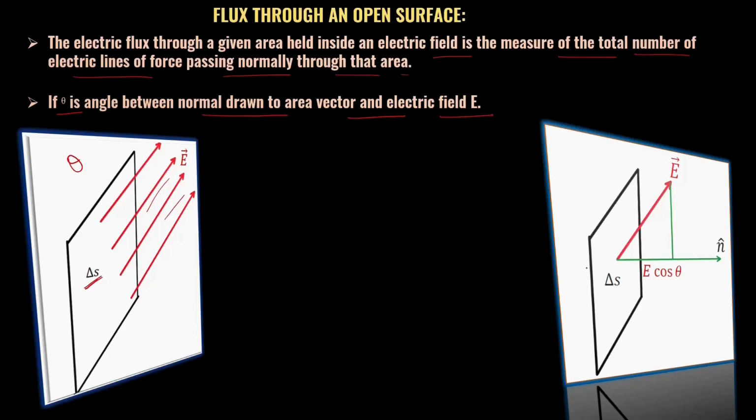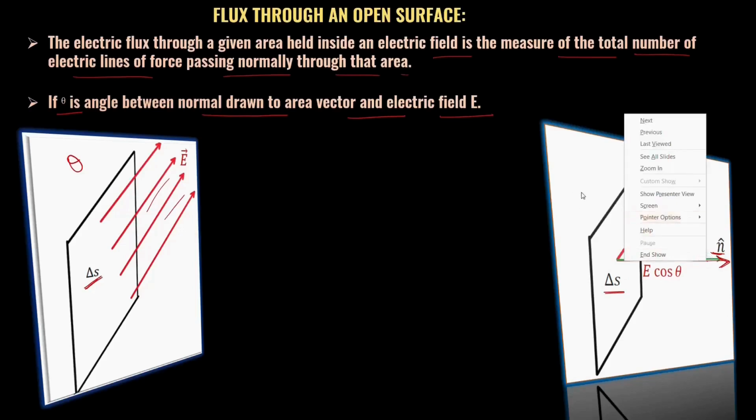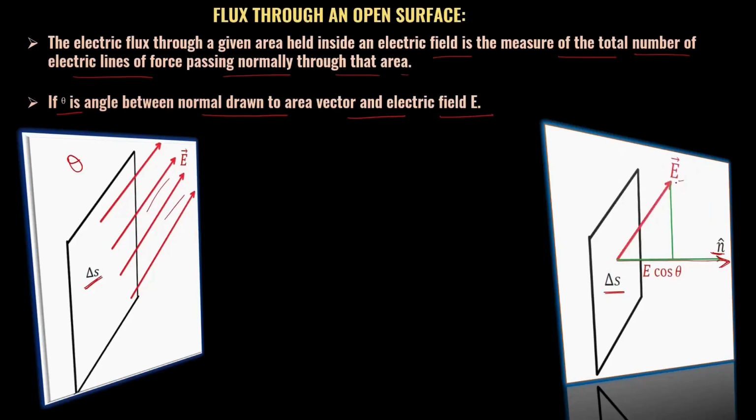Here first we have to represent this area as an area vector. As I have already told you, we can represent this delta S area as an area vector by drawing a normal perpendicular to it pointing in an outward direction. That means this n cap will be the area vector representing the area in this direction. So theta should be the angle between the electric field and the area vector, not the area itself. Mind it, theta has to be the angle between the normal drawn to the area and the electric field.